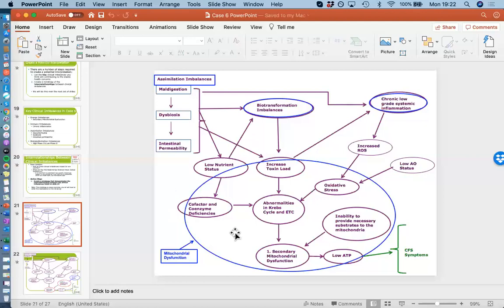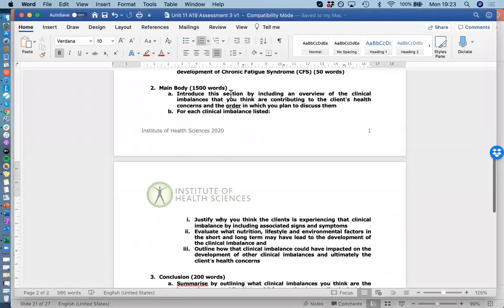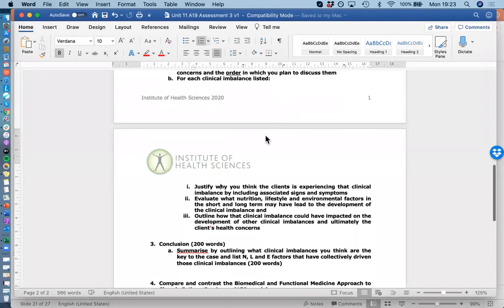So let me just show you this part. In the main body, it's important to introduce the section and again include an overview of what clinical imbalances you are going to discuss, and the order in which you plan to discuss them. Then for each clinical imbalance listed, it's important to justify why you think the client is experiencing that clinical imbalance by including associated signs and symptoms. Include an evaluation of what nutrition, lifestyle, and environmental factors in the short and long term may have led to the development of the clinical imbalance. And then also outline how that clinical imbalance could have impacted on the development of other clinical imbalances and ultimately the client's health concerns.